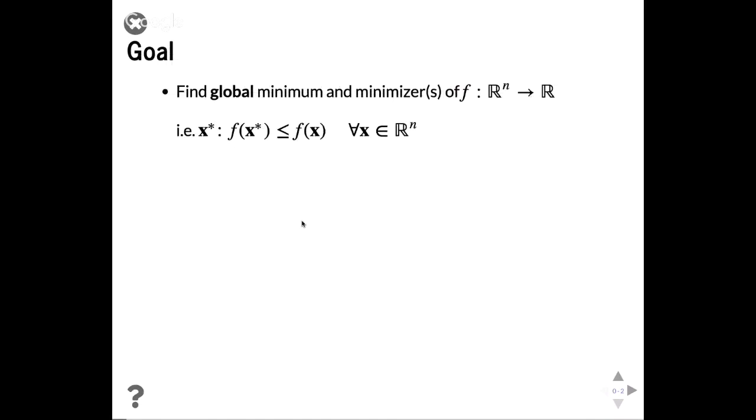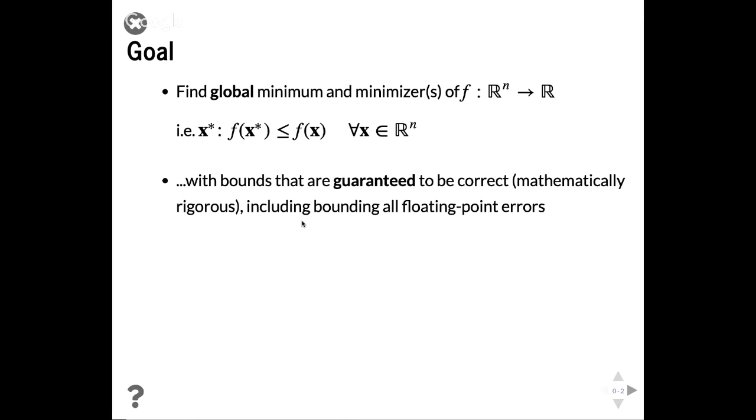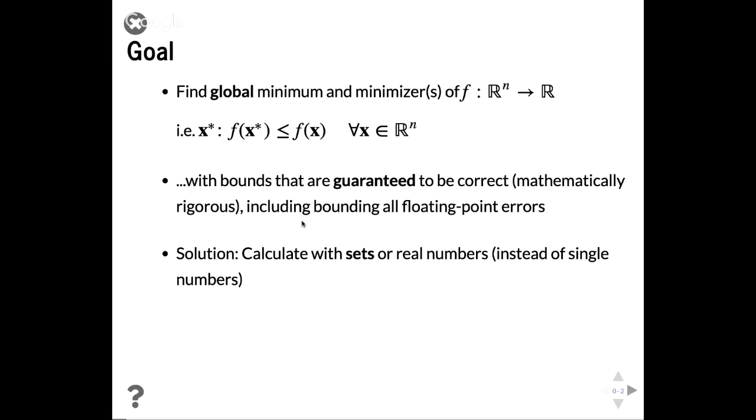So let's just remember what we mean by optimization. We want to find the global minimum value and minimizers. So I'm going to actually find the set of all the places where the global minimum value is attained. And I wanted this to be guaranteed to be correct, even with floating point error. So I'm going to be doing calculations with floating point arithmetic, but in a clever way. And the clever way is that we won't calculate with single real numbers or single floating point numbers. We'll calculate with sets of all the real numbers in some interval. Okay? And that's why it's called interval arithmetic. I'll show you how to do that.